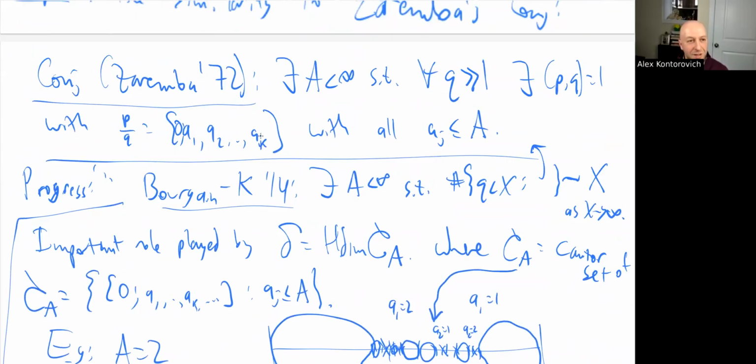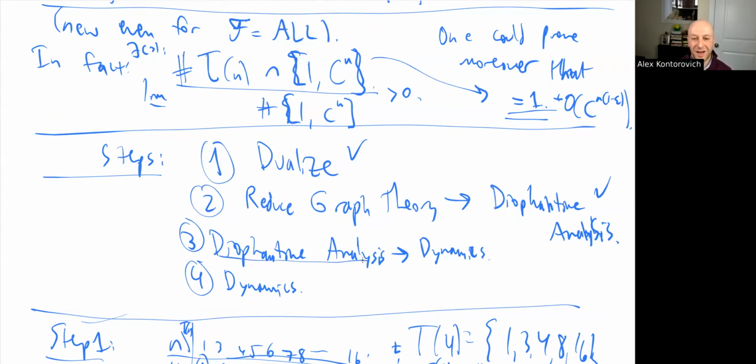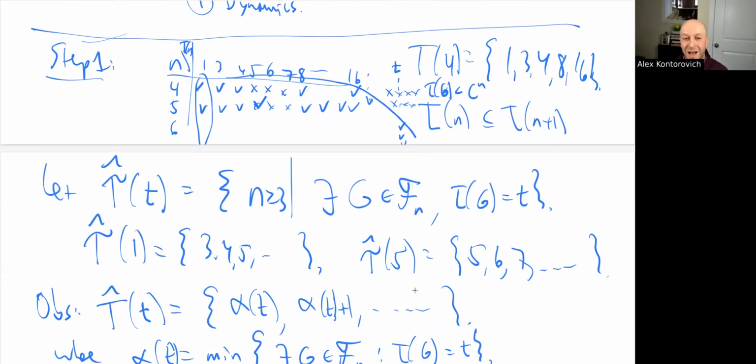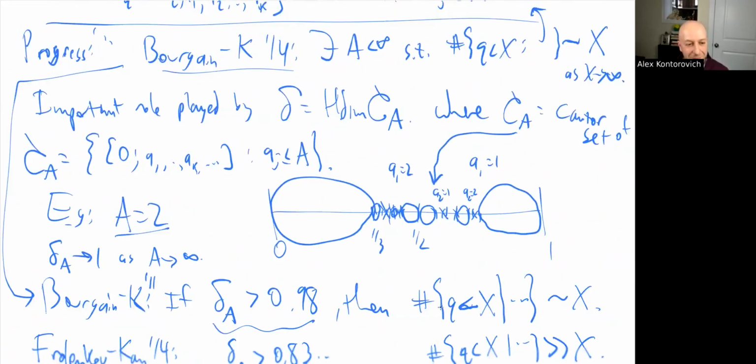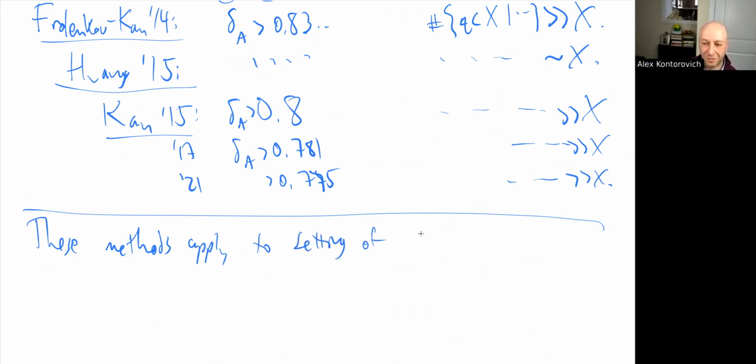So step three is basically done. We've reduced the Diophantine analysis, through this Zaremba work, to a question of dynamics. The dynamical question is, what is the Hausdorff dimension? These methods apply to the setting where every other partial quotient has to be 1.